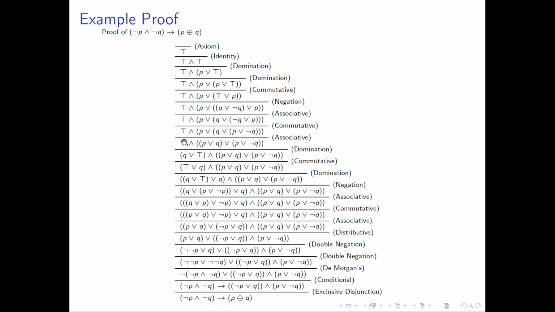So now we're going to deal with this left-hand side of the truth symbol. So again, we use a domination law, then we commute it. You can use a domination again to replace this truth symbol with this thing here. Negation, again, we can replace truth with this disjunction. And now we use, again, the associative, commutative, and associative again to just jiggle these things around here for something convenient.